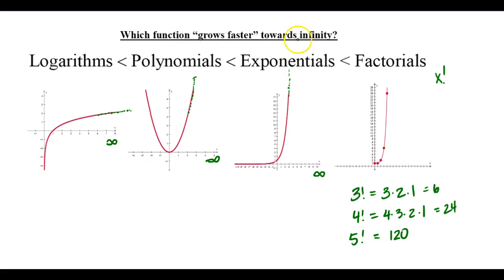So which functions grow faster toward infinity? Here's the order. Logarithms grow the slowest, then polynomials, then exponentials, then factorials. And we're going to use this information to help us solve limits at infinity.